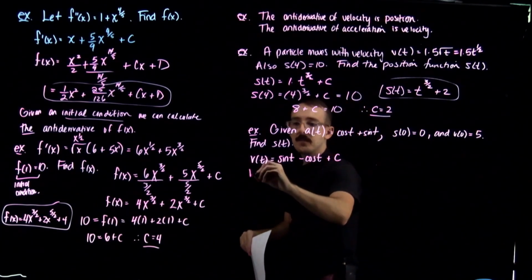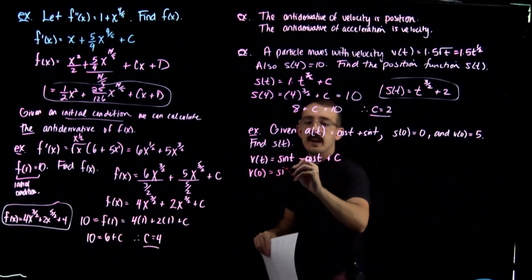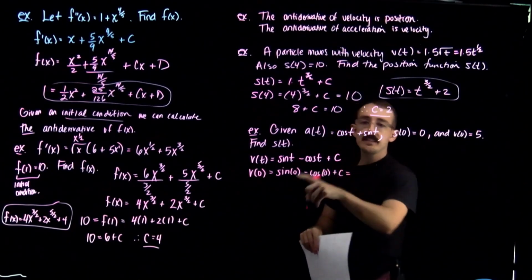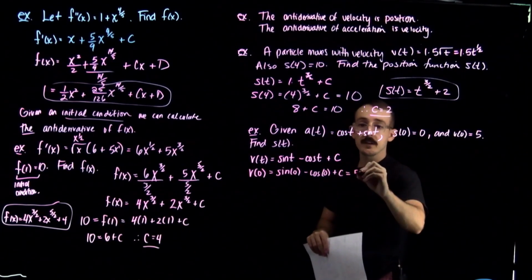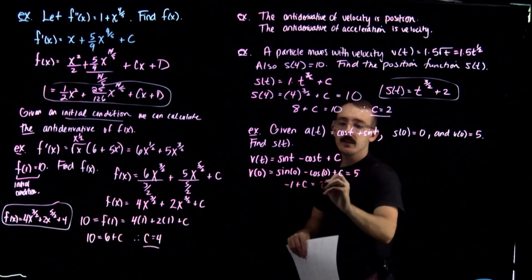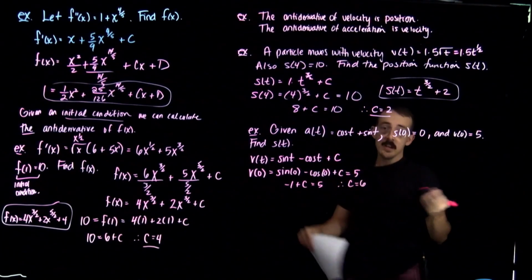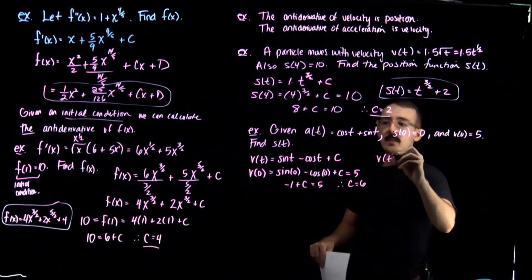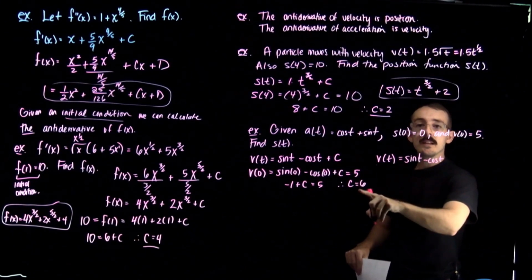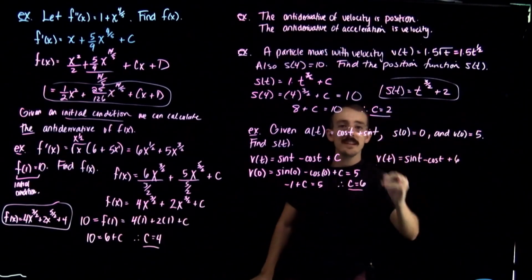Let's use the initial condition. So velocity at 0 is sine of 0 minus cosine of 0 plus c, and that's supposed to be equal to 5. That's what they told us here. Well, sine of 0 is 0, you get negative 1 plus c equals 5, and this lets us know that c was supposed to be 6. Let's take that and plug it in to the velocity. So we know the velocity should be sine of t minus cosine of t plus the 6 we just found.